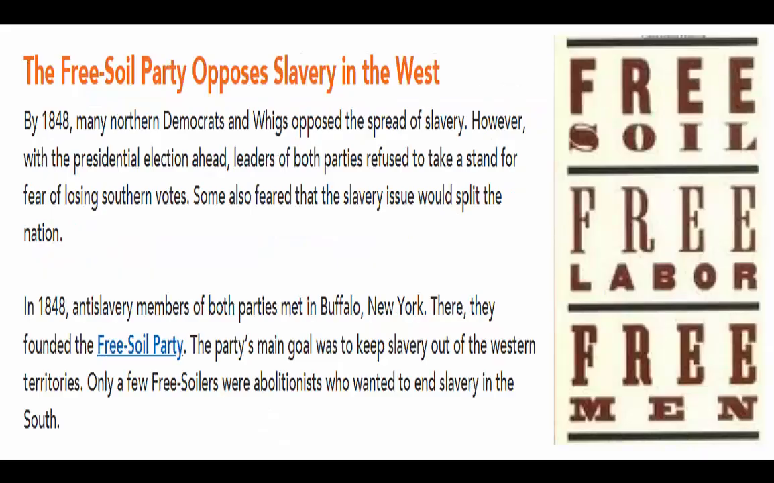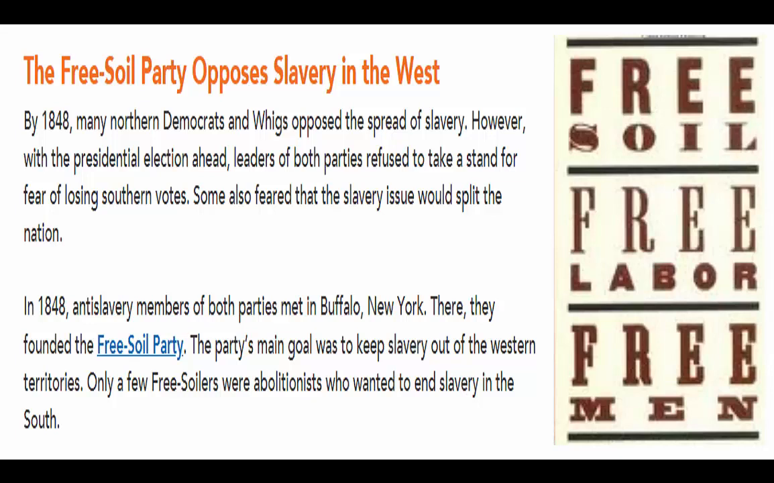The Free Soil Party opposes slavery in the West. By 1848, many Northern Democrats and Whigs opposed the spread of slavery. However, with the presidential election ahead, leaders of both parties refused to take a stand for fear of losing Southern votes. Some also feared that the slavery issue would split the nation.